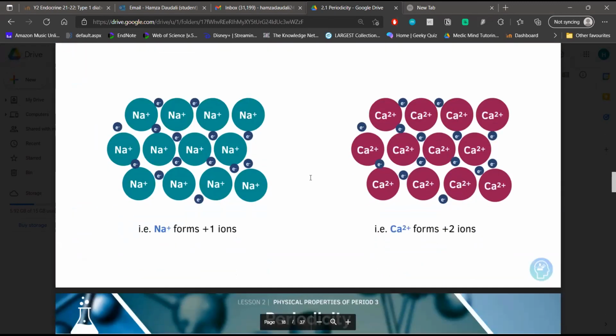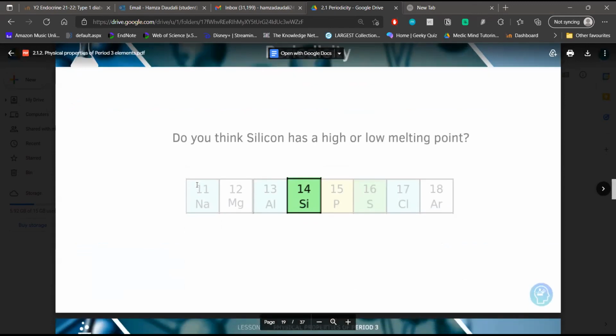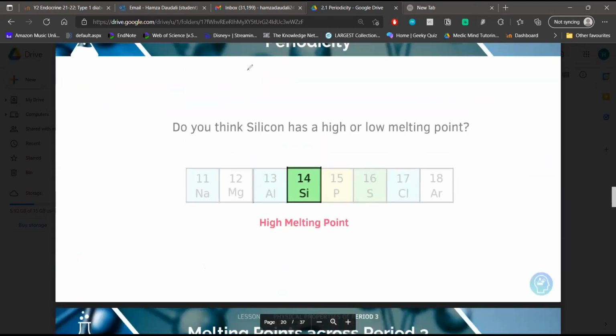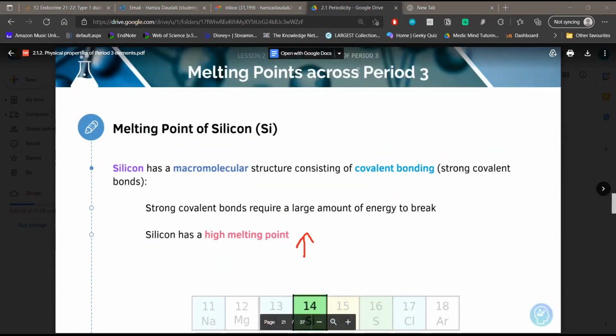Cool. Okay, now, sodium +1, magnesium +2. As I can see, everyone has put in that silicon is predicted with a high melting point. And this is because silicon has a giant covalent macromolecular structure consisting of many strong covalent bonds. These strong covalent bonds require a large amount of energy to break. Therefore, silicon is going to have a high melting point. Yep. Put that down in your notes.